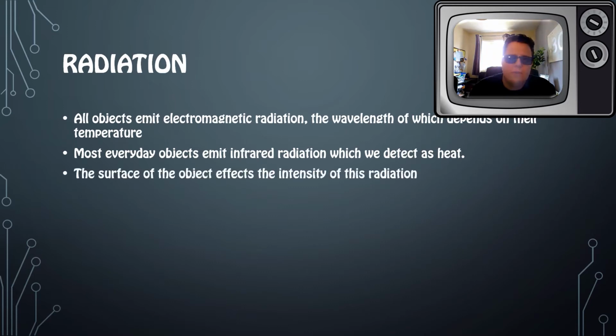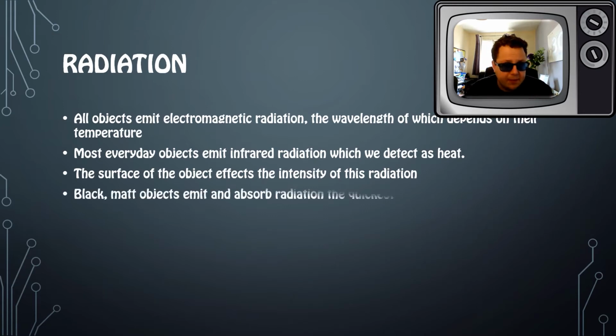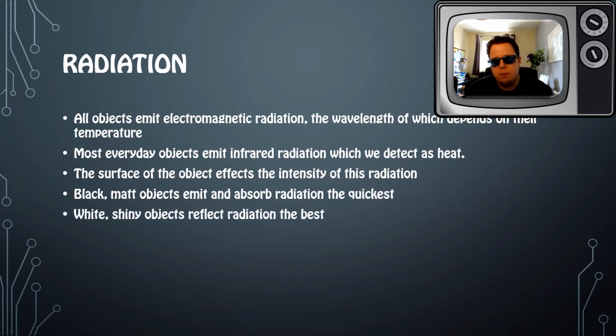Now, the surface of an object affects the intensity of this radiation. Alright, so if you've got a black or a matte object, these will emit and absorb radiation the quickest. Okay, so black matte objects will, if they are cooler than the surroundings, heat up quicker, or if they're hotter than the surroundings, cool down faster. Whereas the opposite, shiny and white, they are the best reflectors.